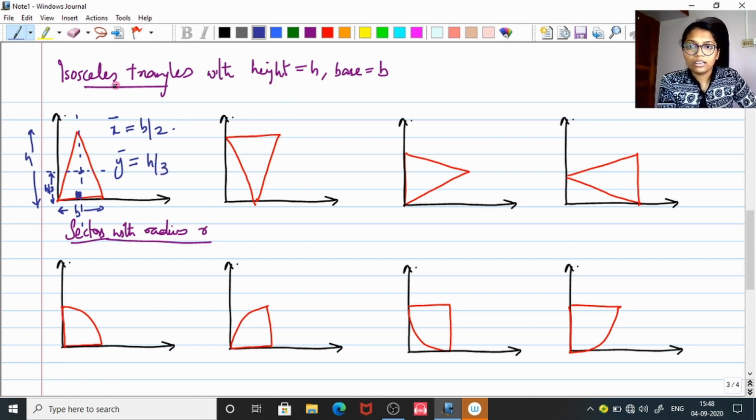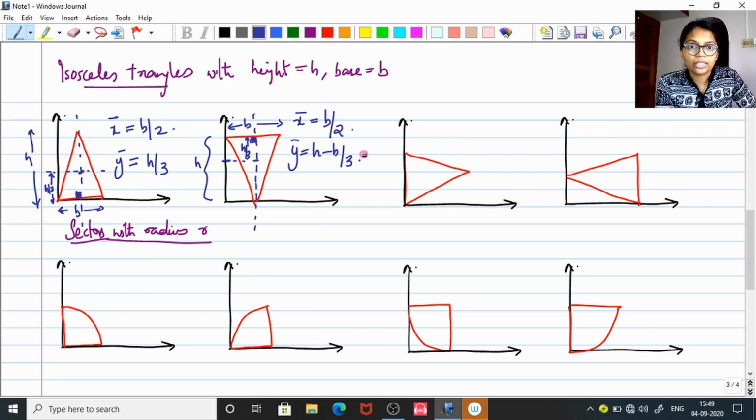And if the isosceles triangle is reverted and kept, then again the same: you have the vertical symmetry and this is your B, right? So your x bar will again be B by 2, and for y bar you have to check where the right angle is. Here is your right angle, measure from that point your H by 3. So it is somewhere here, but the coordinate at the top is completely H. So this point, y bar, is equal to H minus H by 3.